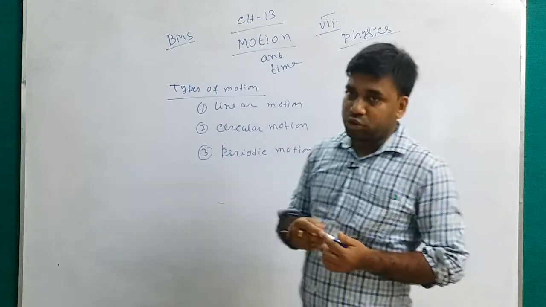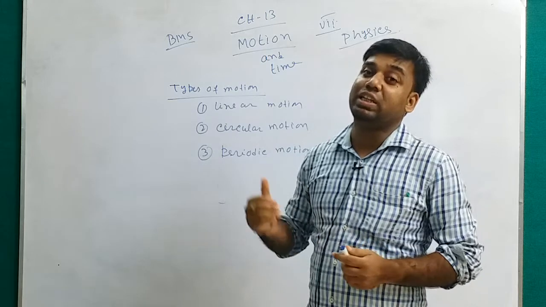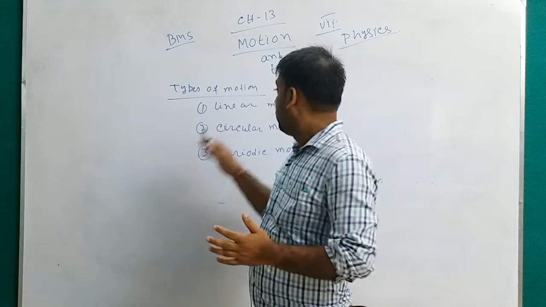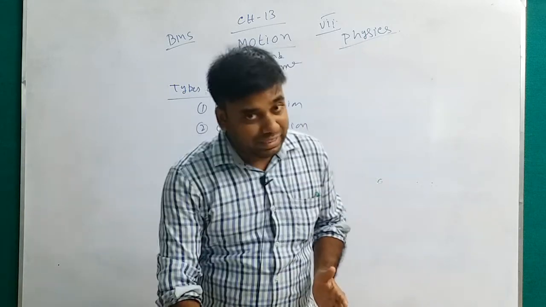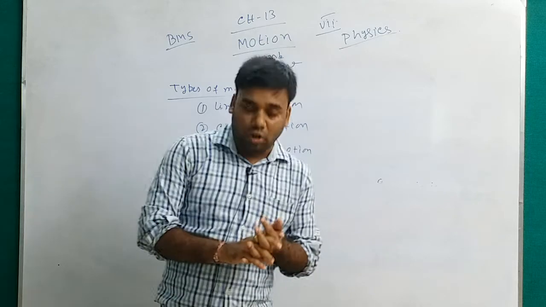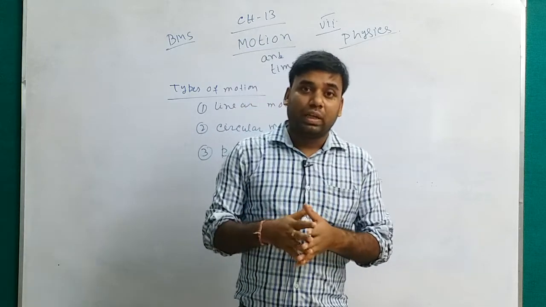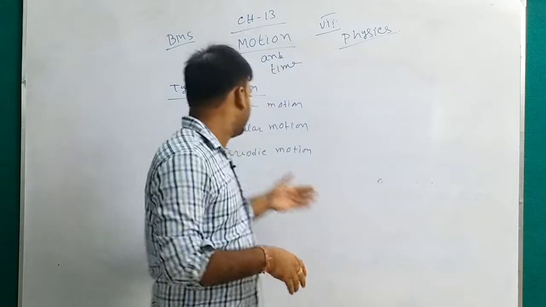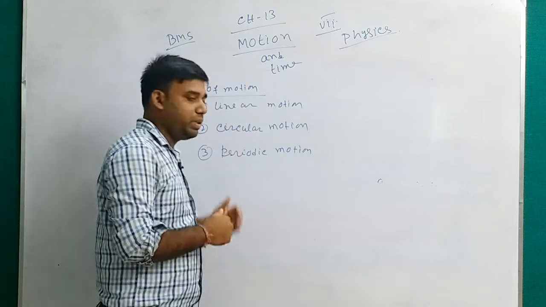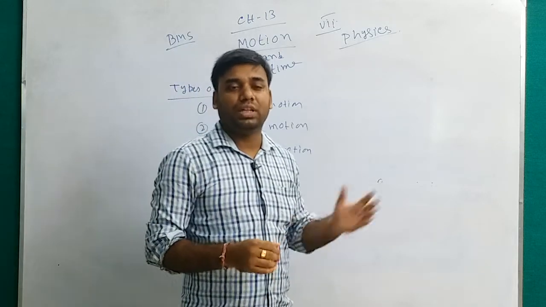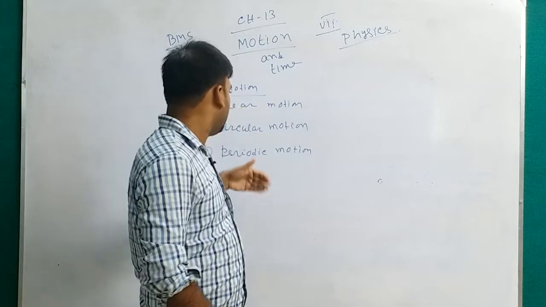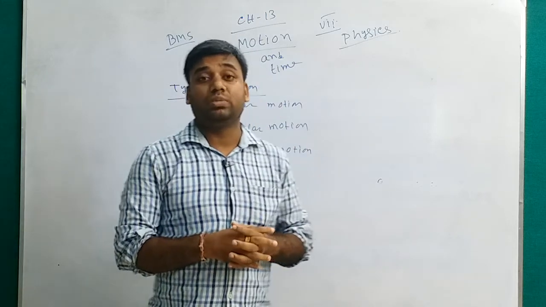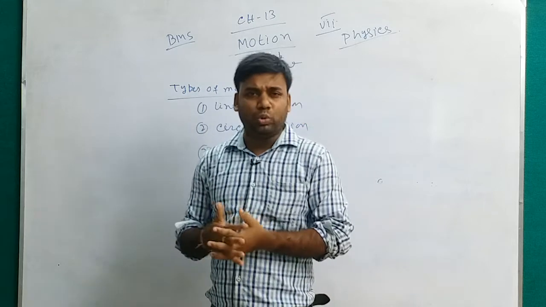Any particle in motion means it is changing its place during the changing of time. So how can an object change its place? On the basis of that, motion is divided into three parts: linear motion, circular motion, and periodic motion. Next day, I will give you the definitions of linear, circular and periodic motion, and discuss each motion fully with examples. Today, up to this.